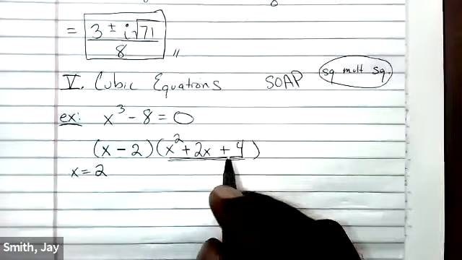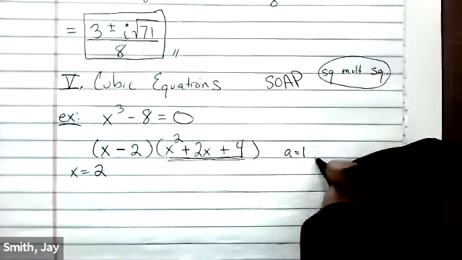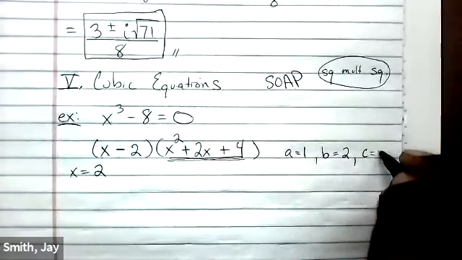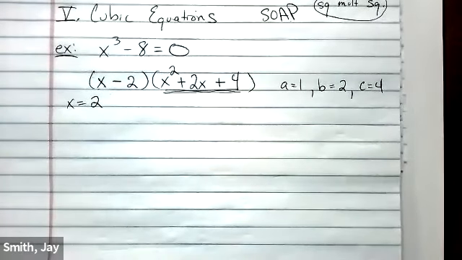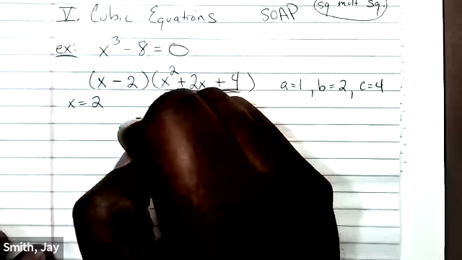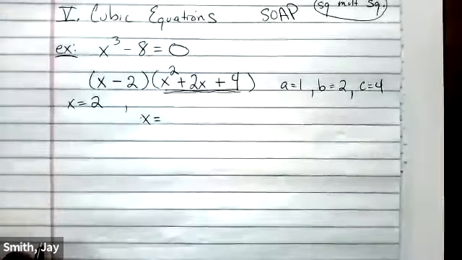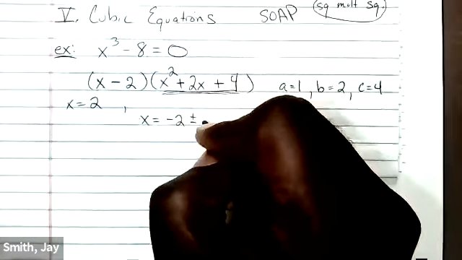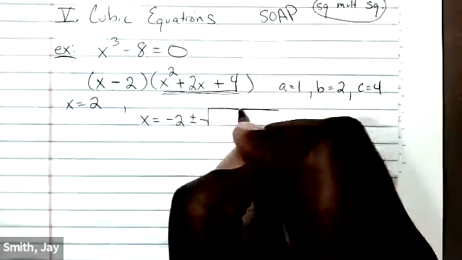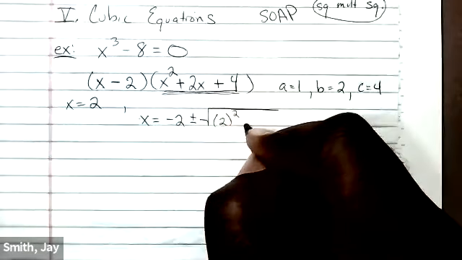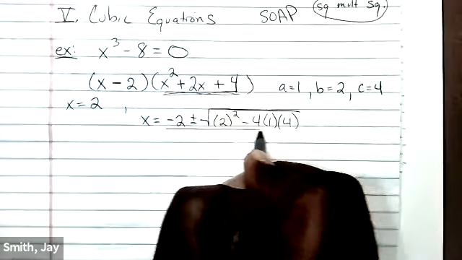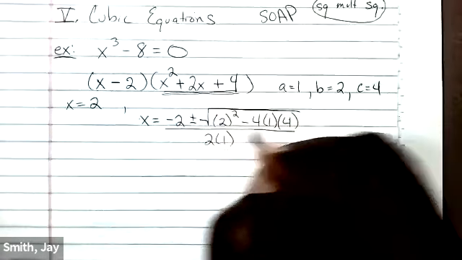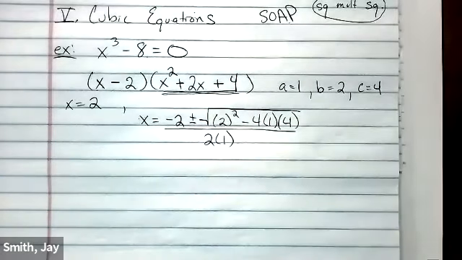All right. So here my a is 1, b is 2, c is 4. And now we're just going to plug it into its appropriate place in the quadratic formula. So we have negative b, or negative 2, plus and minus the square root of 2 squared minus 4 times 1 times 4. All this is being divided by 2 times 1.